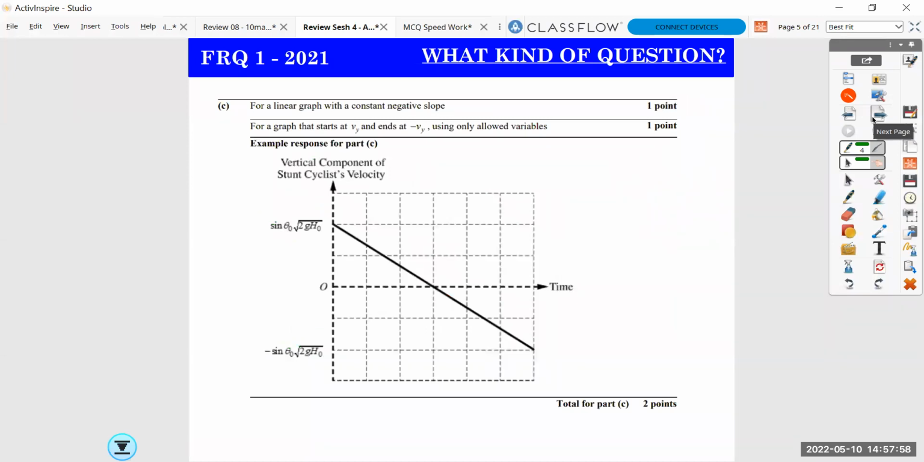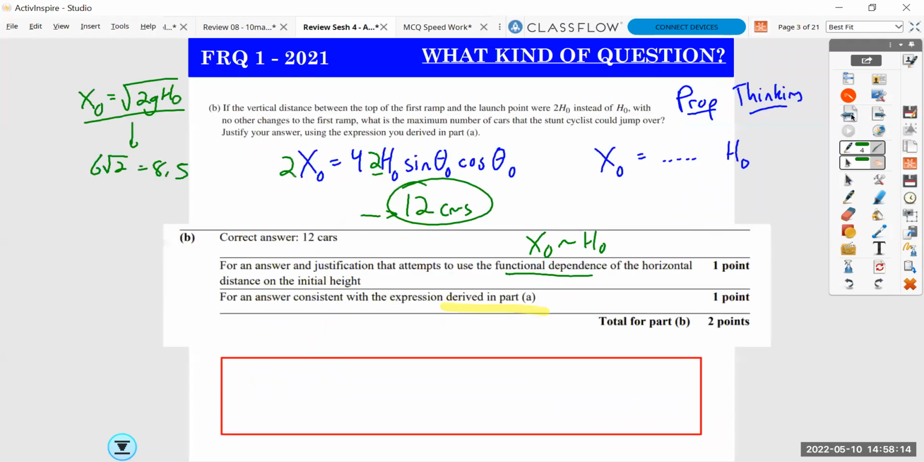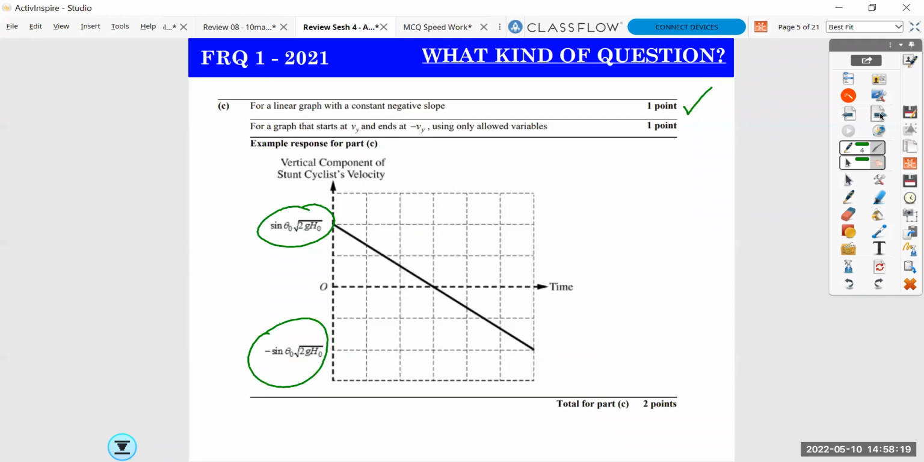Two points here: a linear graph with consistent negative slope, and a graph that starts and ends at the same velocity, using only the required variables. So that one is, again, I think part A is the hardest part, but you could make up part A totally and then do a pretty good job on B and C and still walk away with 3 or 4 points, which was well above average for this question in 2021.